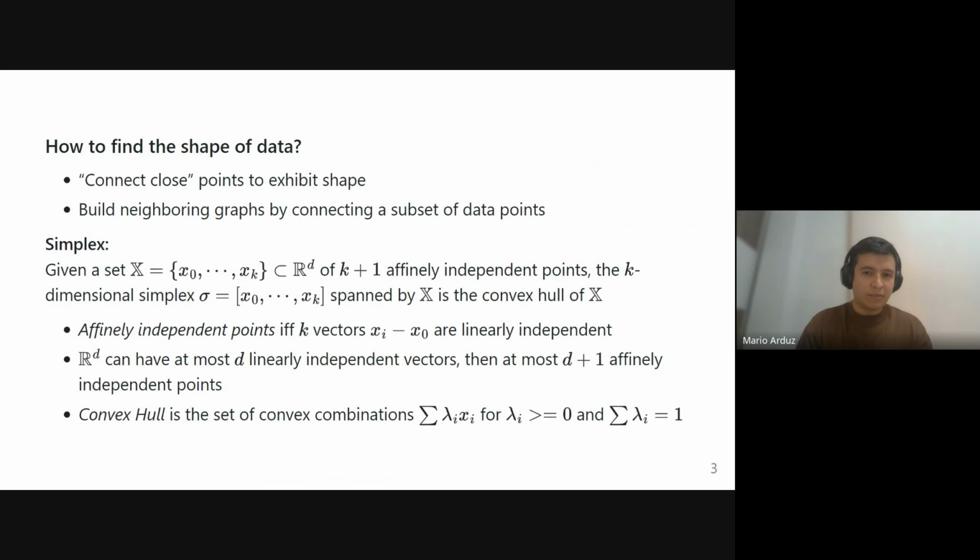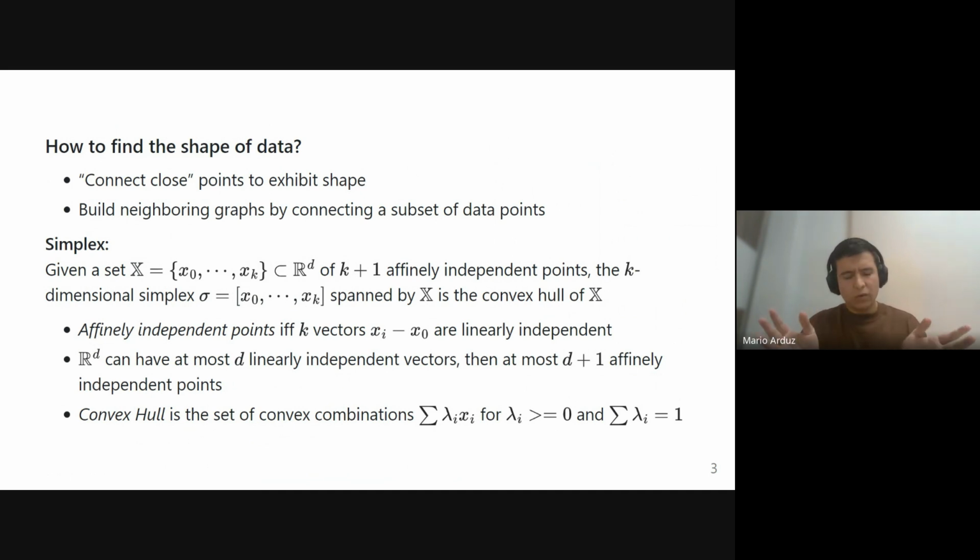So for me, the first time that I read this, it didn't make much sense because I didn't know the definitions of it. So for me, it helped me a lot to understand the definition. We can first begin by thinking about a set of points that are going to be affinely independent points.